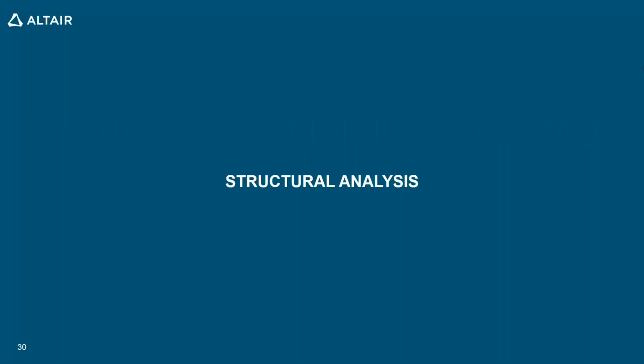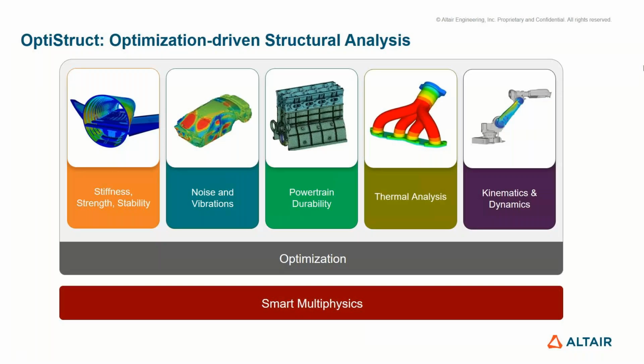Coming to structural analysis, we have OptiStruct for structural simulation, which can perform stiffness, strength, and stability analysis, noise and vibration, as well as acoustic simulation, powertrain and durability. You can determine the life cycle of the component, and you can perform thermal analysis, be it static as well as transient thermal simulation, and kinematics. Along with that, you can perform optimization as well.